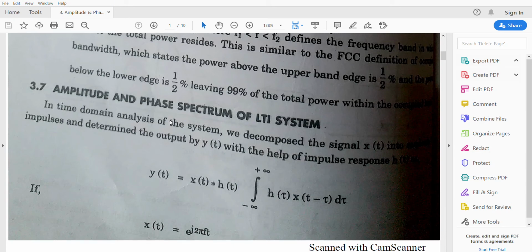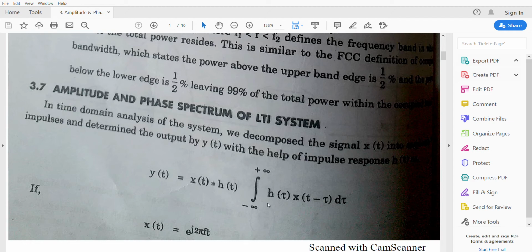In this video, we are discussing how to analyze an LTI system, that is a linear time invariant system, using the Fourier transform. Already we know that to find the output response of an LTI system, we use the convolution integral. In this convolution integral, y(t), the output response of a continuous LTI system, is equal to the input x(t) convolved with h(t), the impulse response of the system. As it's a continuous signal, we are using the convolution integral.